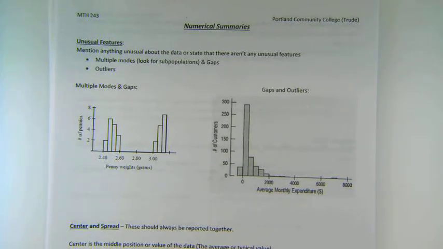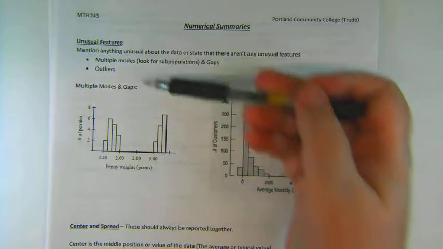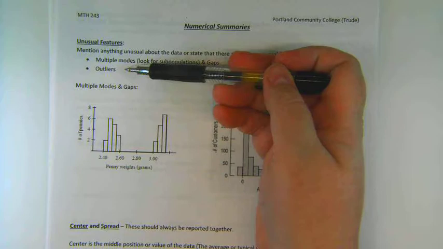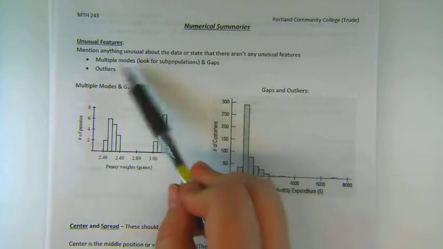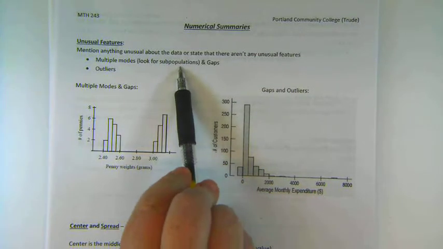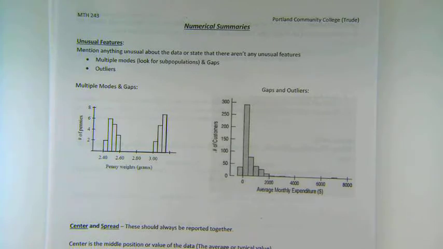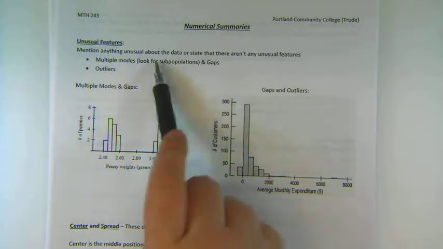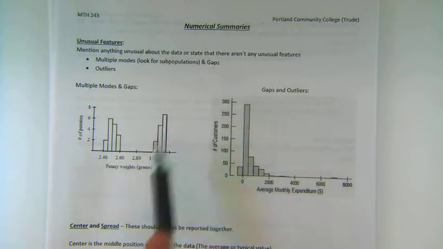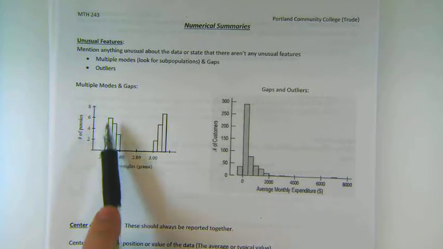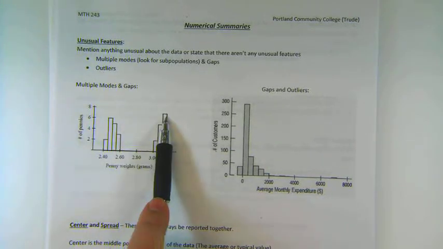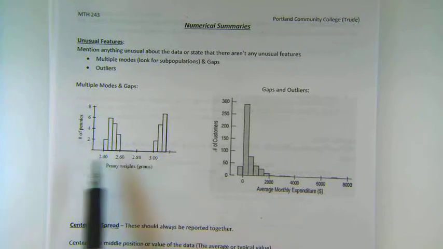So describing unusual features for our graph, there's a few things we want to be careful of. We want to look for if there are multiple modes or not. Often this shows that there are subpopulations or some characteristic that's actually separating values. And this can also be shown by gaps in the data. So like this example down here, there's two modes, there's kind of these two peaks, there's also this big gap.